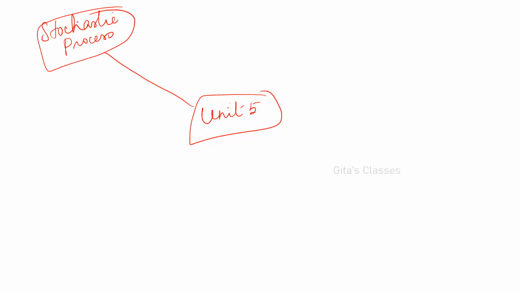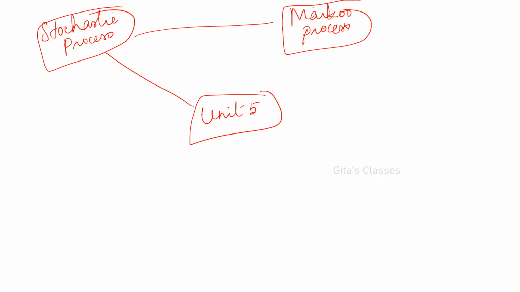And what is a stochastic process? It is a family of random variables, right? So a set of random variables, you can say a sequence of random variables, you can say a family of random variables. And if it satisfies some conditions, then it is a Markov process. So from this we started understanding what is a Markov process.